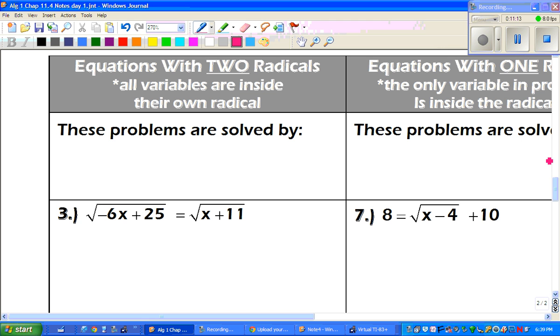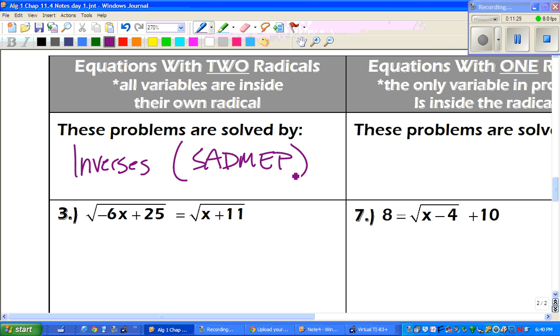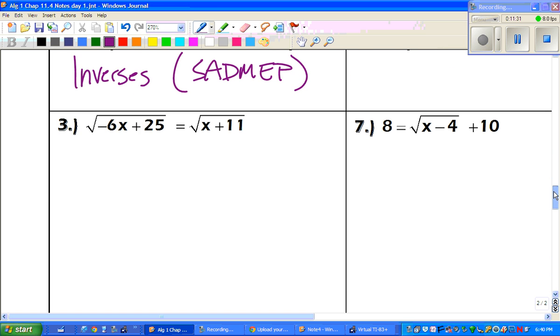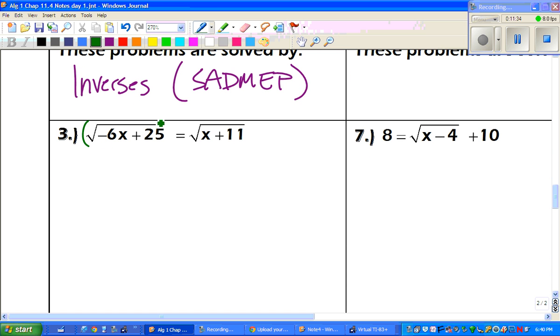So just remember, equations with two variables, all variables are inside their own radical. Alright, we're doing the same thing. Okay, they're solved by inverses. So to get rid of it, we square it, and we're left with negative 6x plus 25 equals x plus 11.